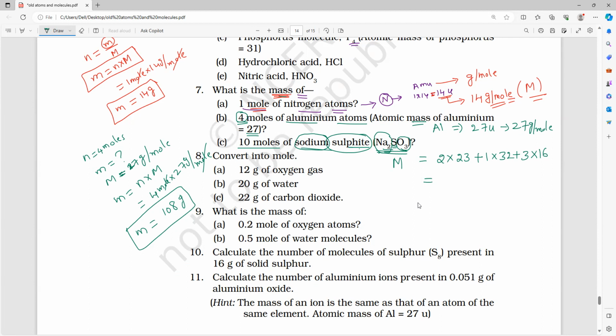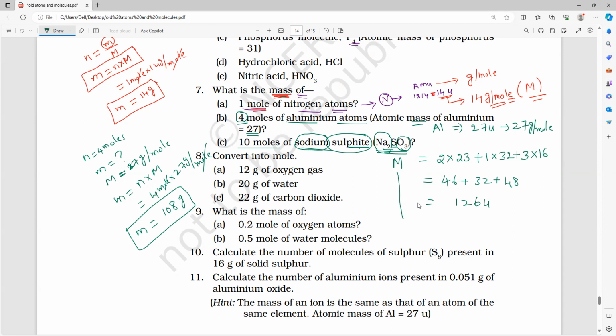23 twos are how much? 46, plus 32, plus 16 threes are 48. So add it, make it quick, everybody. 48 plus 32 plus 46. 126. Yes, 126 U. But this is atomic mass.